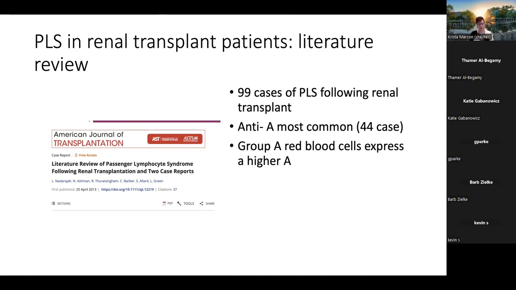The highest number of cases occurred with O donor and A recipient, which was 44 cases, followed by O donor to B recipient. The risk is believed to be higher in O to A due to the red blood cell expressing more antigen sites. It is thought to be around 800,000 to 1.7 million sites compared to non-A blood groups.